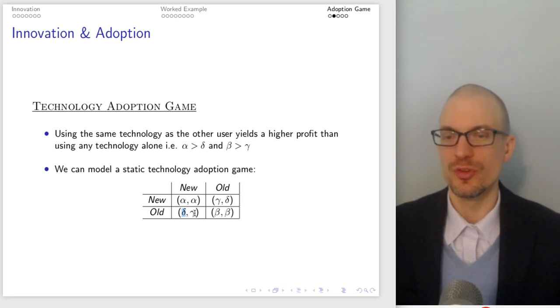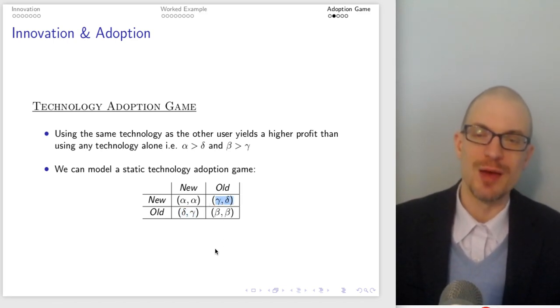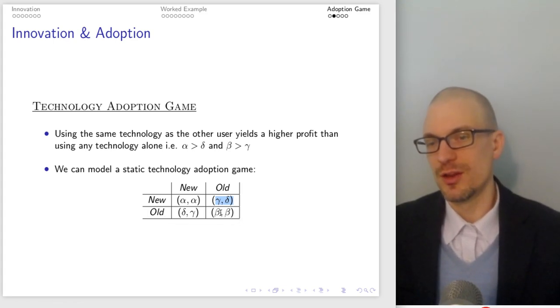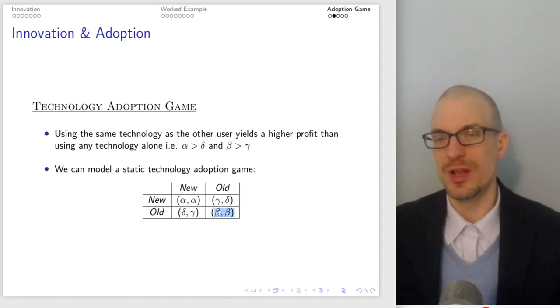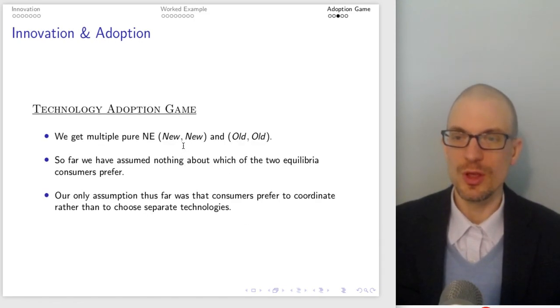I don't want to use the old technology if they're using the new technology, nor do they want to use the old technology if I'm using the new technology. And we'll assume that actually with the old technology, it's better to coordinate on the old technology than to use the new technology. So we've got 2 equilibria here. It's going to be new with payoffs alpha, and it's going to be old with payoffs beta. That's how this game's going to work. Multiple equilibria, new and old.